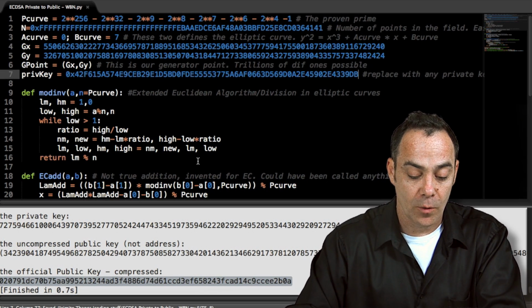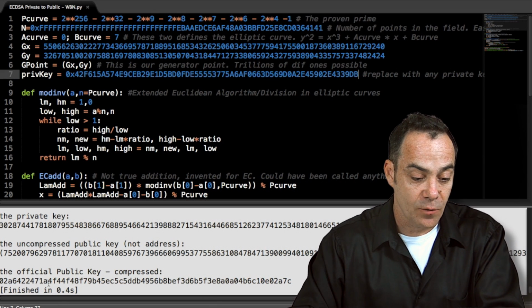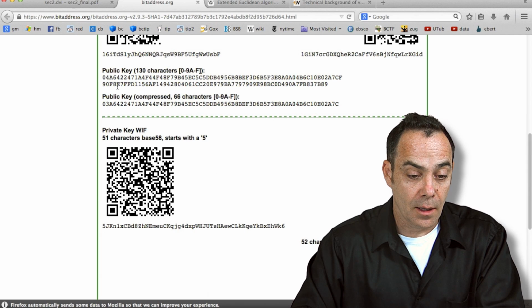And we can run our code with a new private key. And we get a public key of A64224. And we can go and see if that's right. Okay. And there it is, A64224.